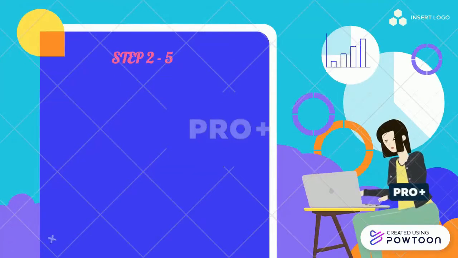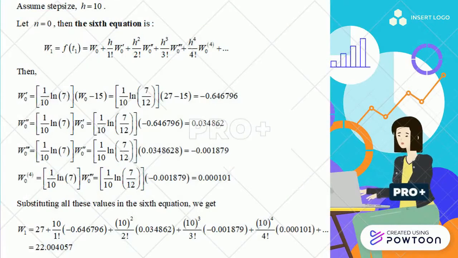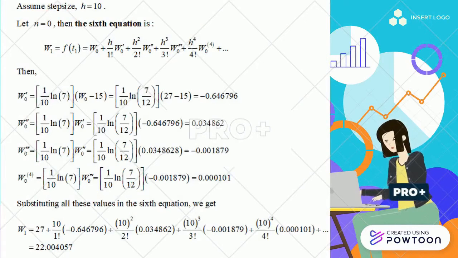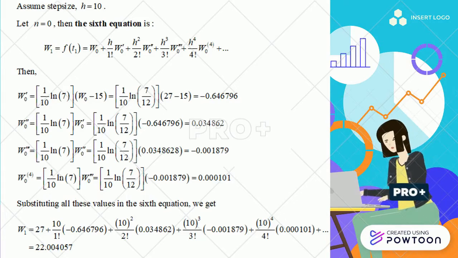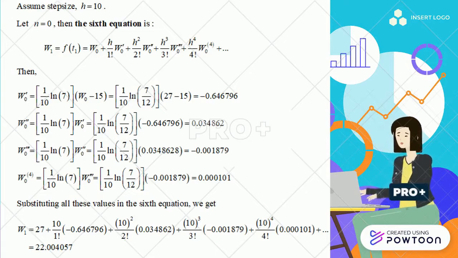Then, for step 2 until step 5, we assume the step size h to be 10, so we just need 4 iterations with n starting from 0. Then we find all the first, second, third and fourth order of DE. Each higher order needs the value of the lower order to get the result. So, you must find the values step by step. After getting all the values, we substitute them into the 6th equation there. We obtain W1 is equal to 22.00.